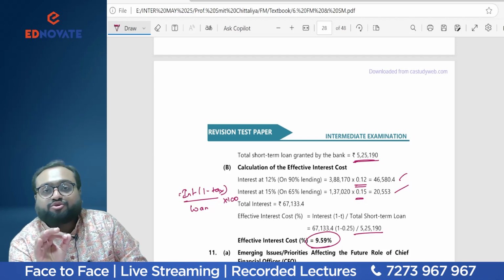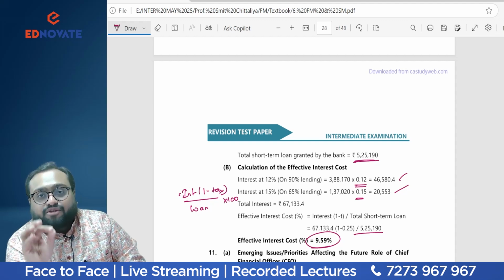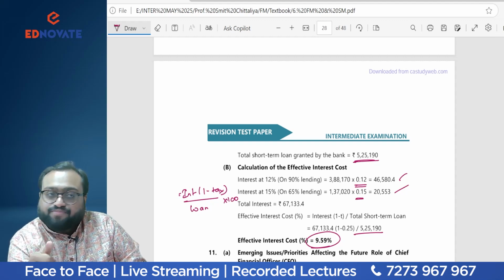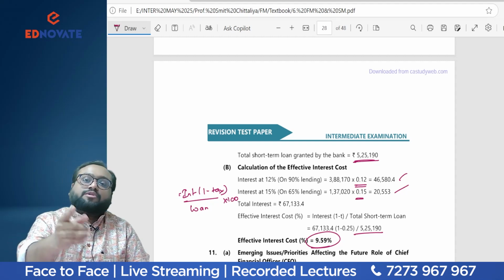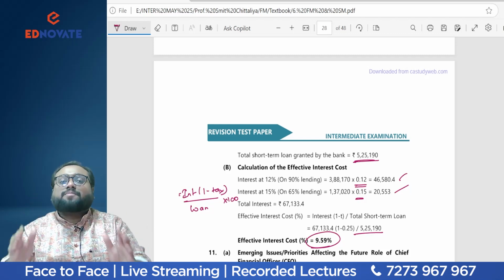Hope you have understood. You need to check only two criteria: that the current outstanding is not more than 45 days and the average payment is not more than 55 days. If both the conditions are fulfilled, the bank will lend you 90%. If both the conditions are not fulfilled, then they will lend you 65%. Am I clear completely on this part? All the sums are properly understood.